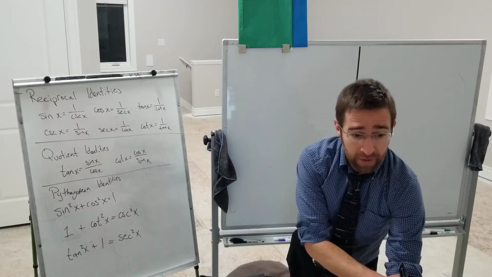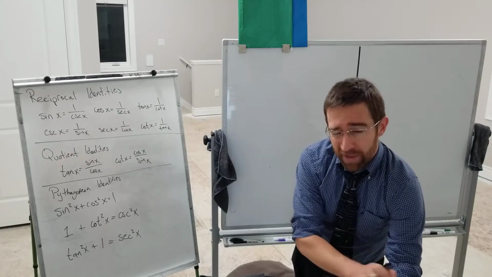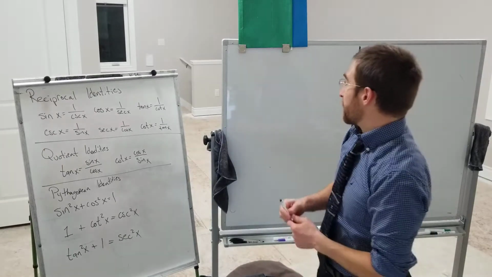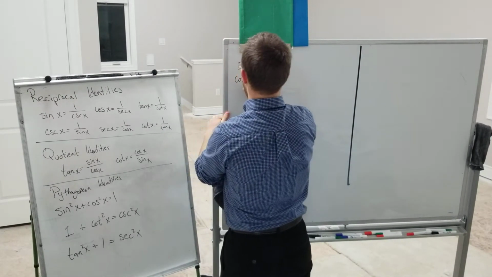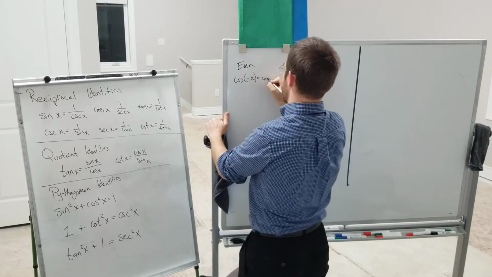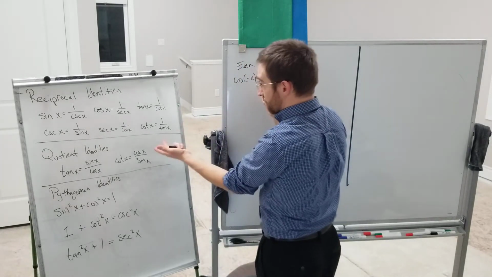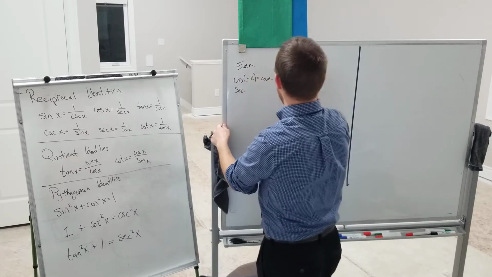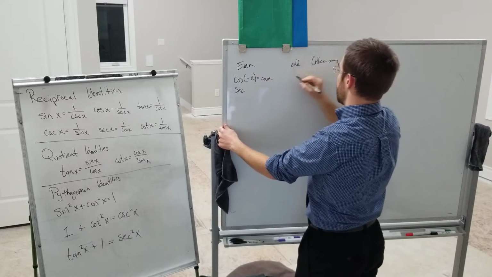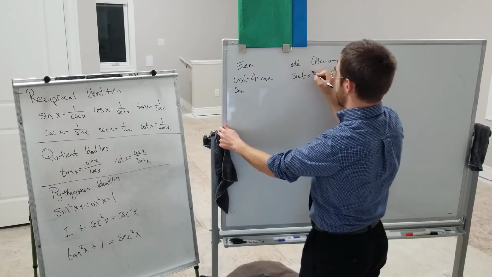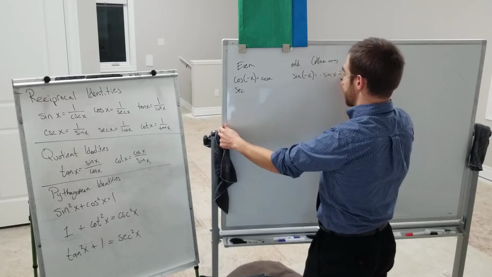So, normally, not in this video, we'd learn the even odd functions, right? Even functions are cosine of negative x equals cosine x, and then secant the same way. And then odd are the other ones. So sine of negative x equals negative sine x.